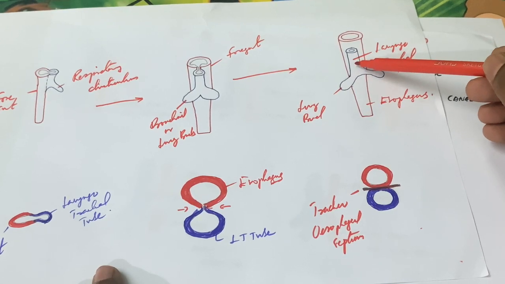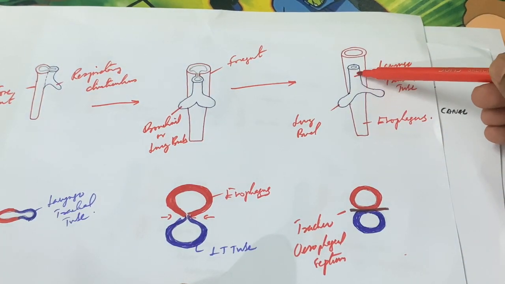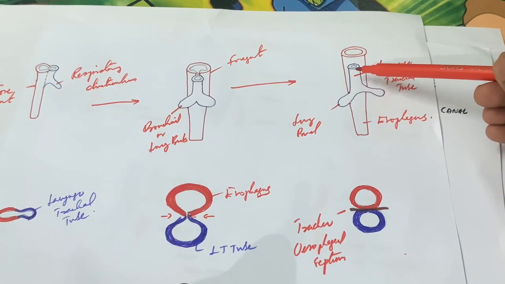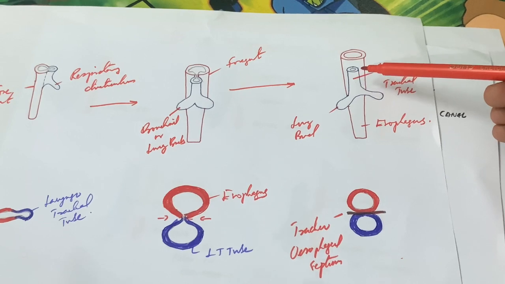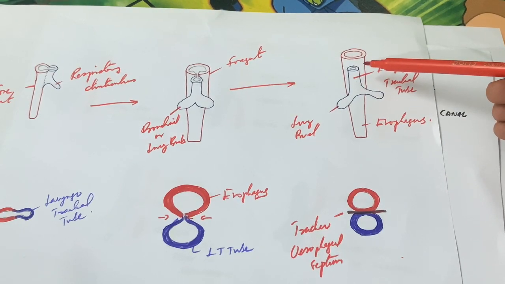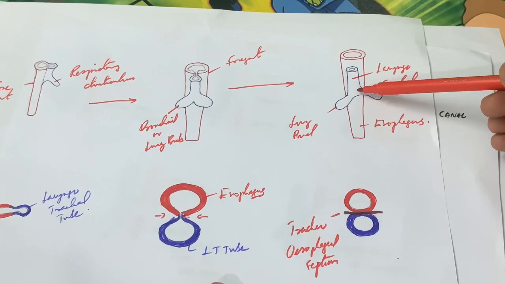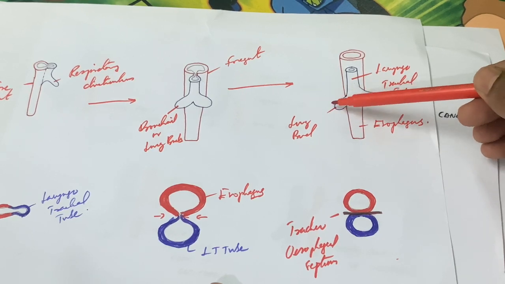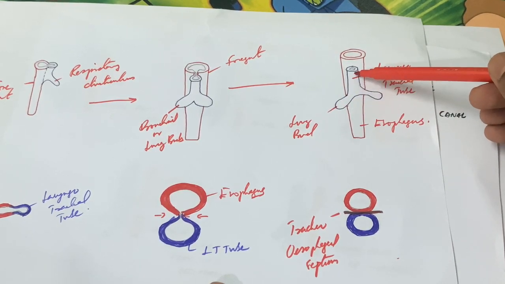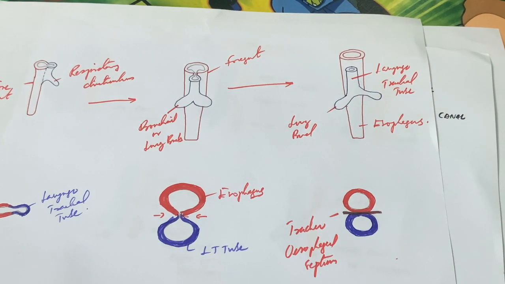This cranial part of the respiratory diverticulum is called the laryngotracheal tube, and it will give rise to the larynx and the trachea, whereas the lung buds form the bronchi and the lung parenchyma. Is it clear, everybody? So the caudal part will form the lung bud, which forms the lung parenchyma and the bronchi, whereas the cranial part will form the larynx and the trachea. So this is about the third thing.